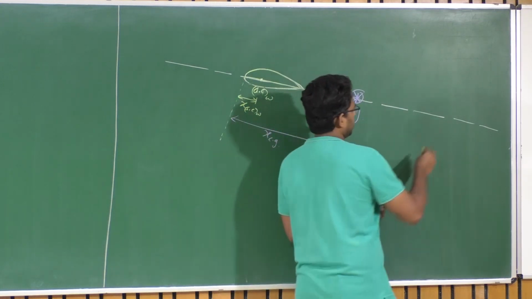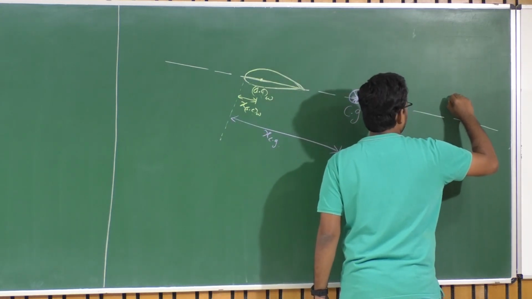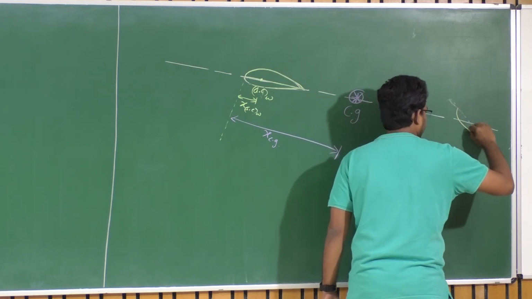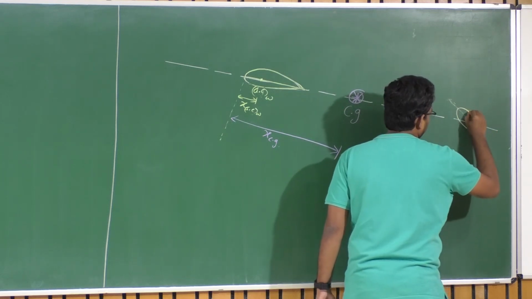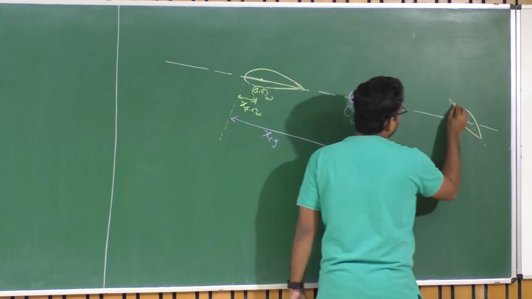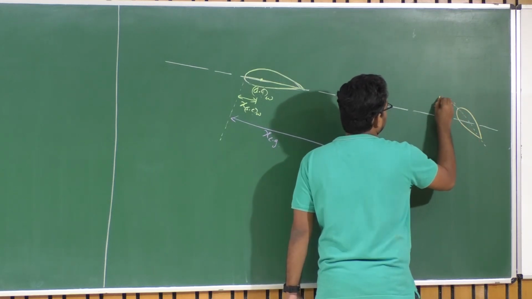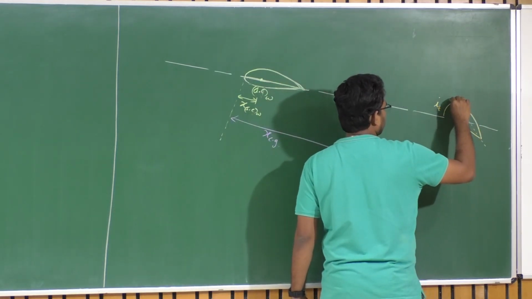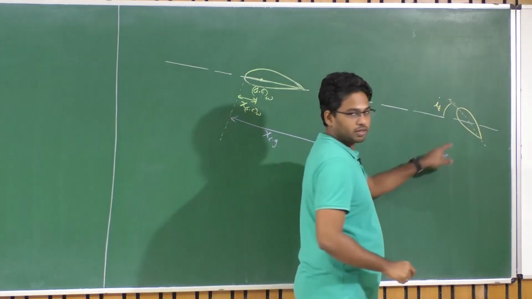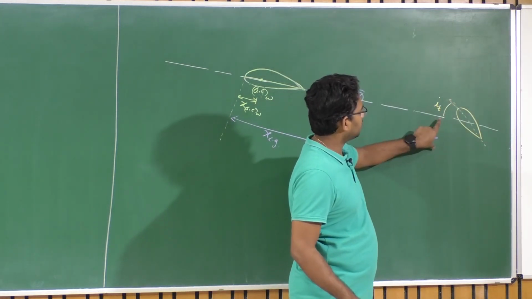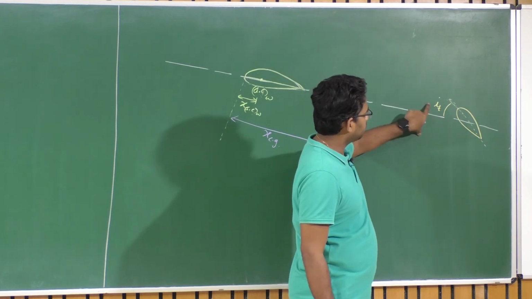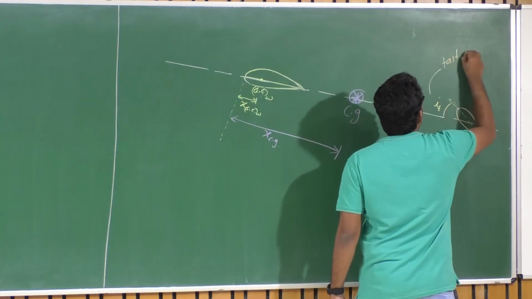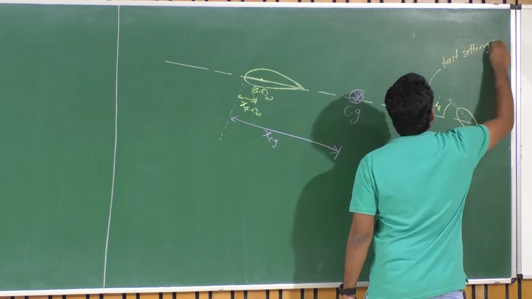And we have a tail here. We added a tail. Let's say the chord line of the tail is inclined at a certain angle called i t. i t is known as the tail setting angle with respect to the fuselage reference line. So this is the chord line of the horizontal tail, and i t is the inclination of this chord line with respect to the fuselage reference line. This is the tail setting angle.